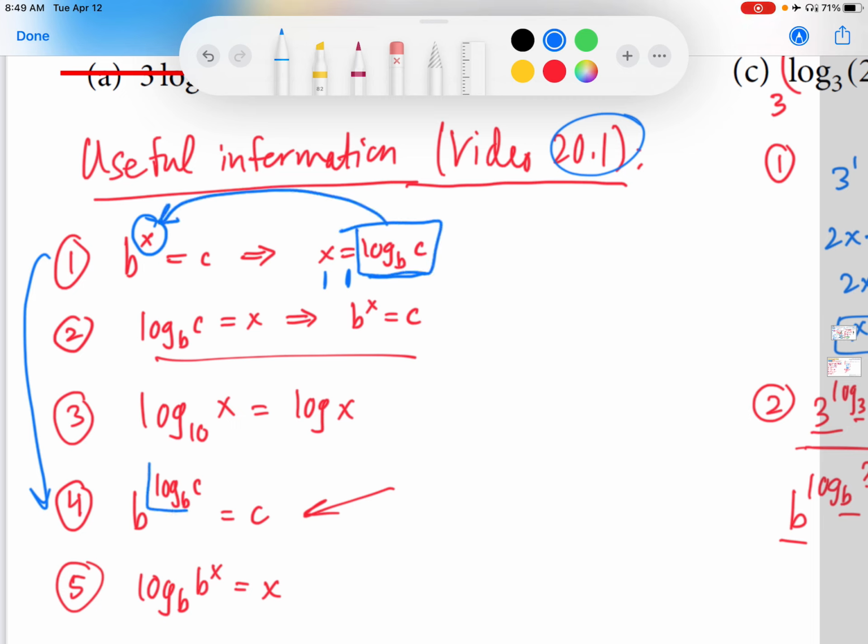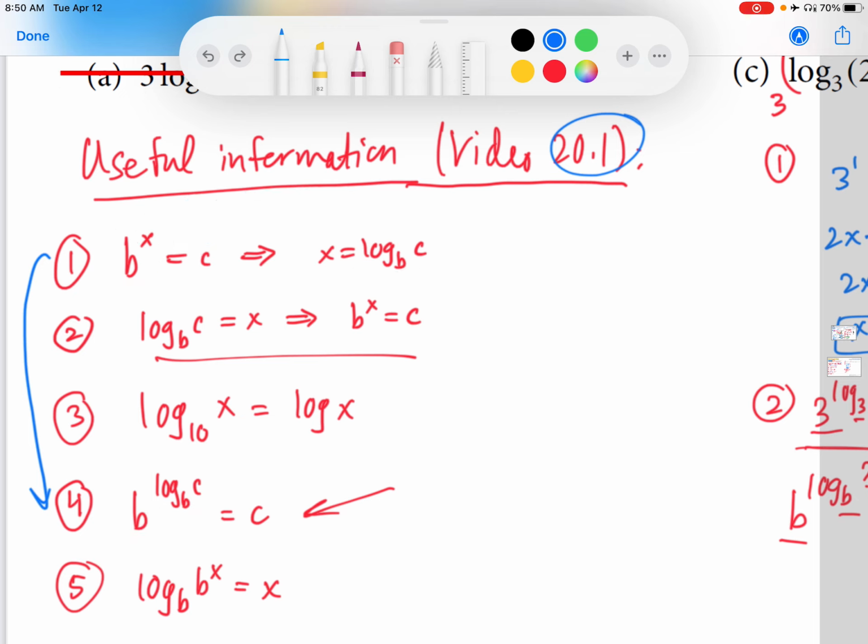That gives me this, and b raised to it. And then this equation says that that equals c. So it equals c. And that's how you get this number 4. So I'm going to remove all the clutter here and talk a little bit more about that.